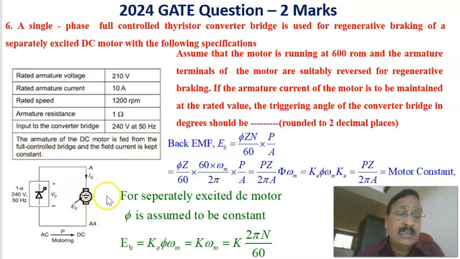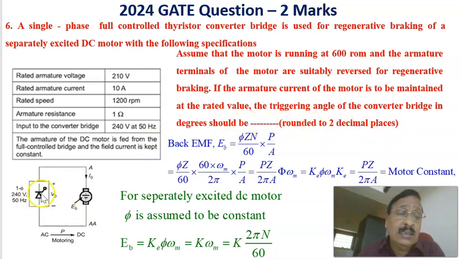It's a separately excited motor. This is the circuit diagram. Assume that the motor is running at 600 RPM and the armature terminals of the motor are suitably reversed for regenerative braking. If the armature current of the motor is to be maintained at the rated value, that is 10 amperes, the triggering angle of the converter bridge in degrees should be what, rounded to 2 decimals.